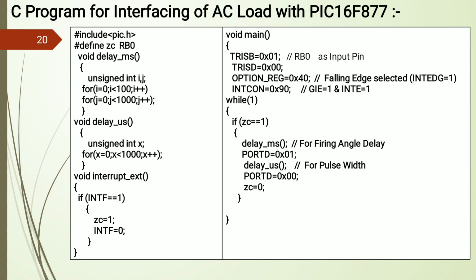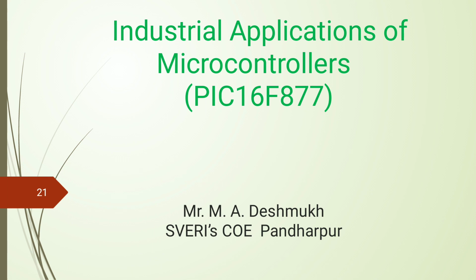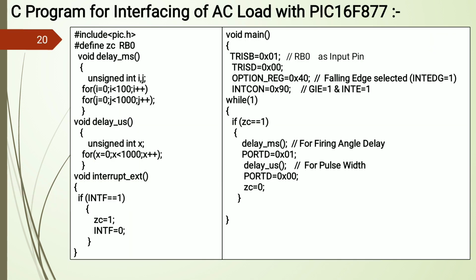So it becomes 1, so it sets an external interrupt. For that purpose, if zero crossing is 1, we have to clear the external interrupt for the next half cycle. So this is the external interrupt function. After that we go for the main function.